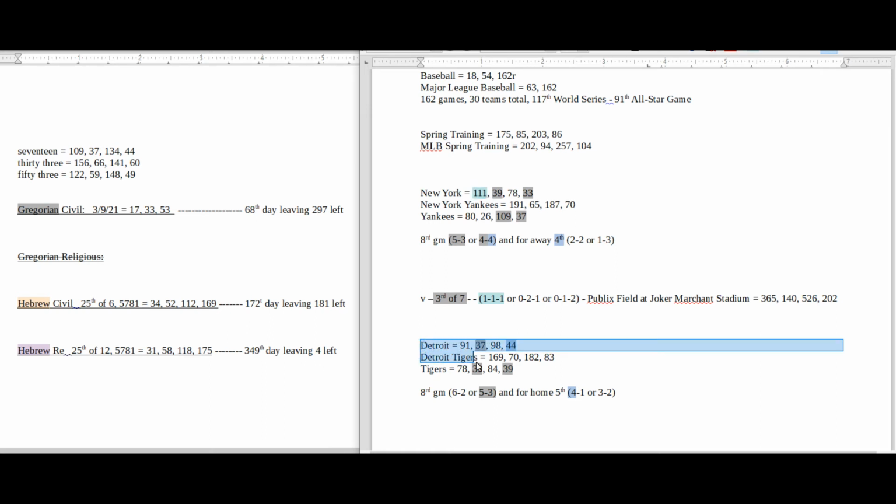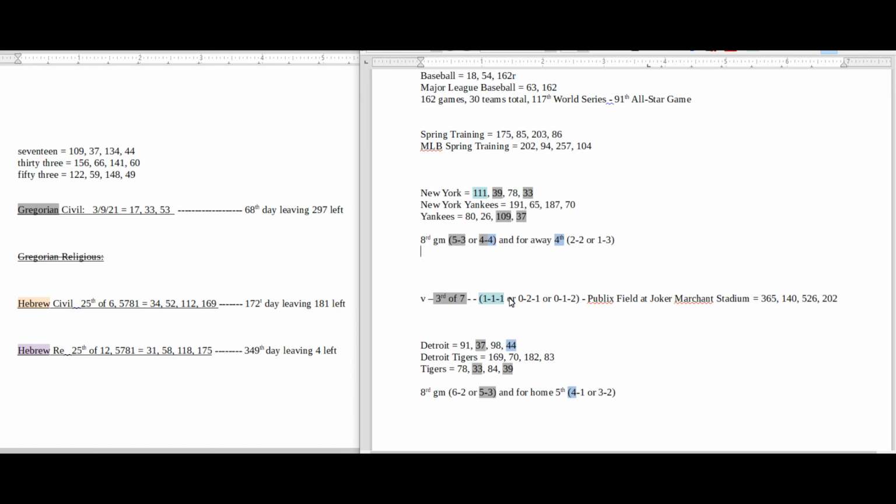And if Detroit wins this game, they would get their first win against New York and become 1-1-1 head-to-head against New York for spring training. New York won the first game, and then the second game was a tie. If Detroit wins this one, it'll be 1-1-1.